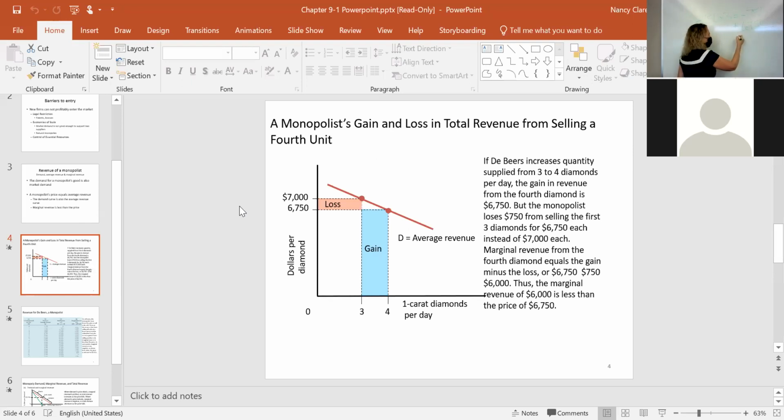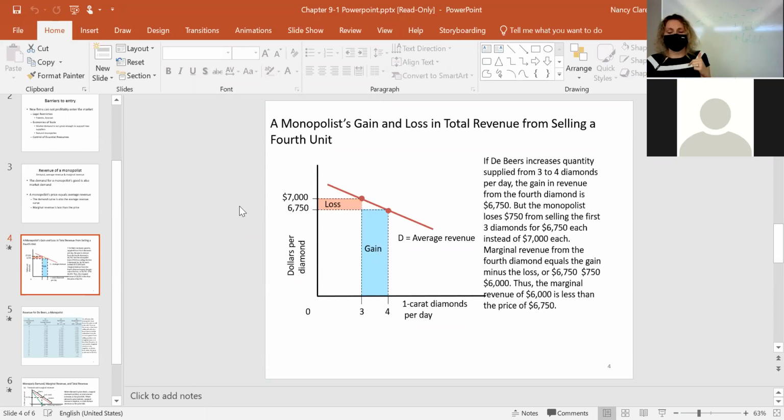And when we net those two together, we end up with a positive 6,000. So we have a negative 750, a positive 6750, which gives us 6,000. What would you call that 6,000 in economic speak, terminology that I've already given you? What would you call this $6,000? It's your marginal revenue. Not total revenue, Devin, this is your marginal revenue. This is how much additional revenue you got from just selling unit number 4.